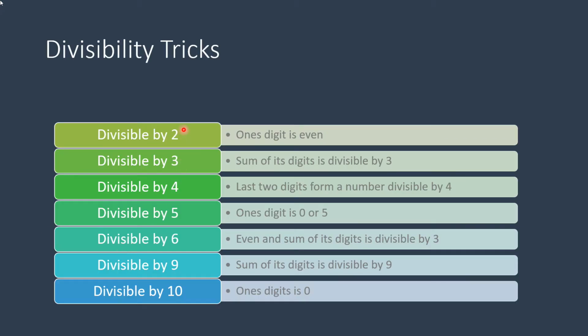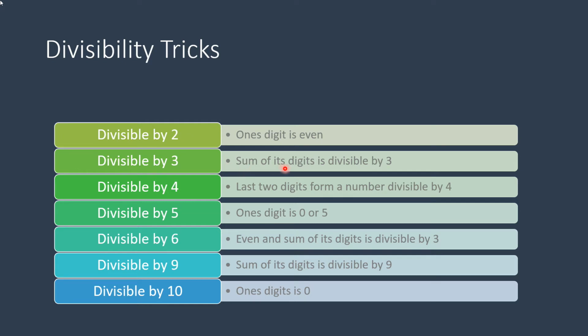Alright, here are some divisibility tricks. A divisibility trick means that instead of dividing the entire number to find out if it's divisible by that number, you can use a trick. For example, here the ones digit is even. That tells you, without dividing by 2, that the number is divisible by 2, or that 2 goes into it evenly. You can divide it by 2 and there's no remainder.